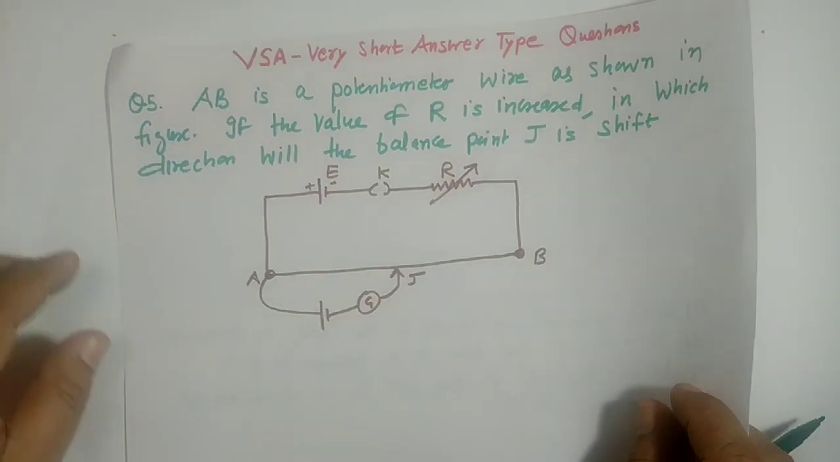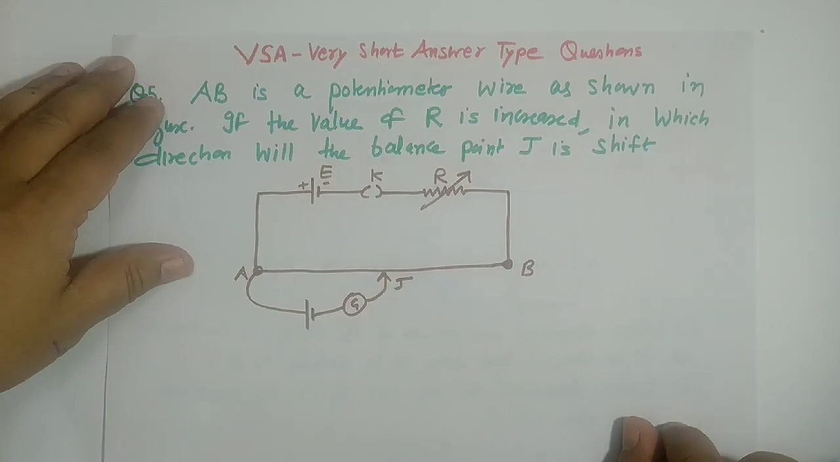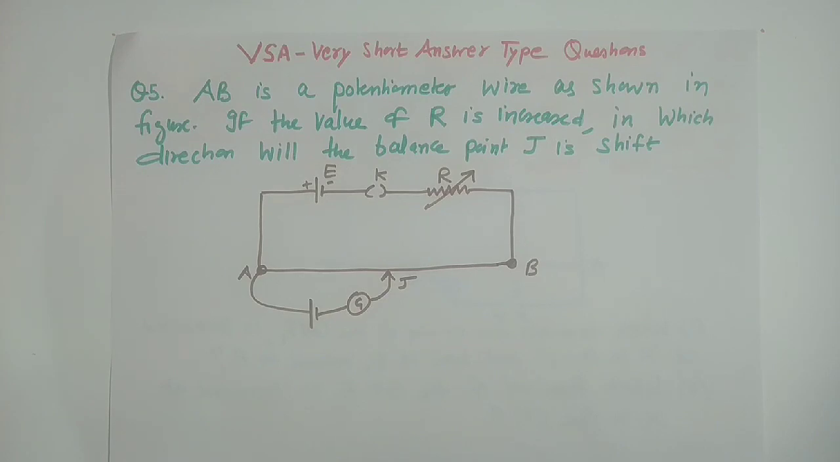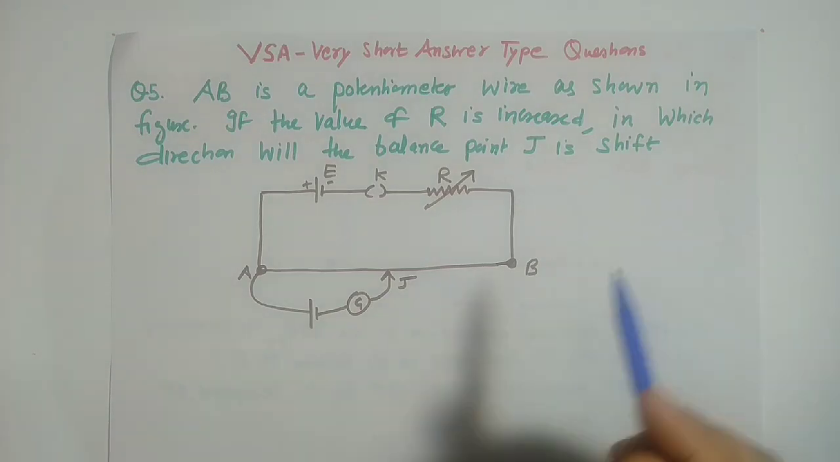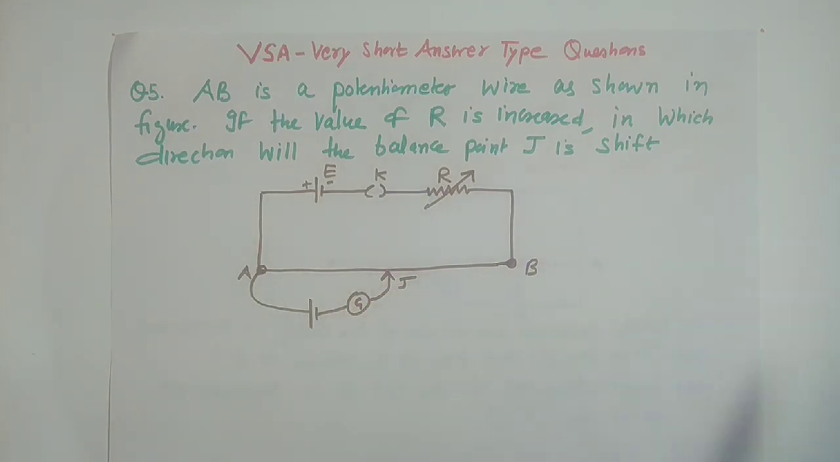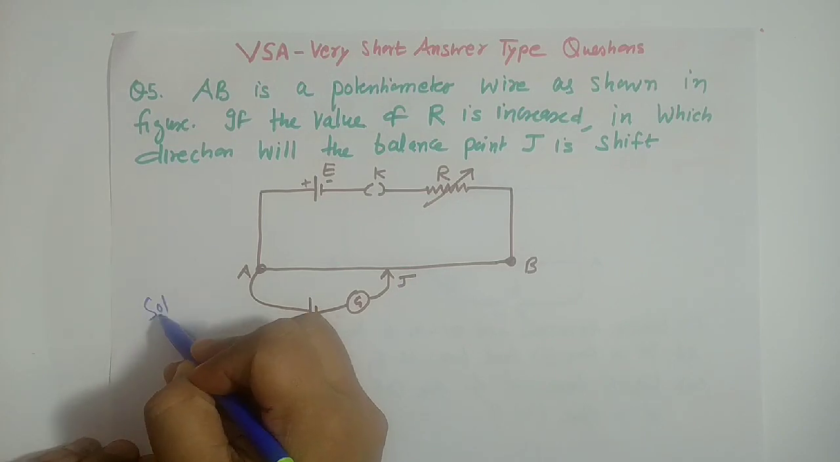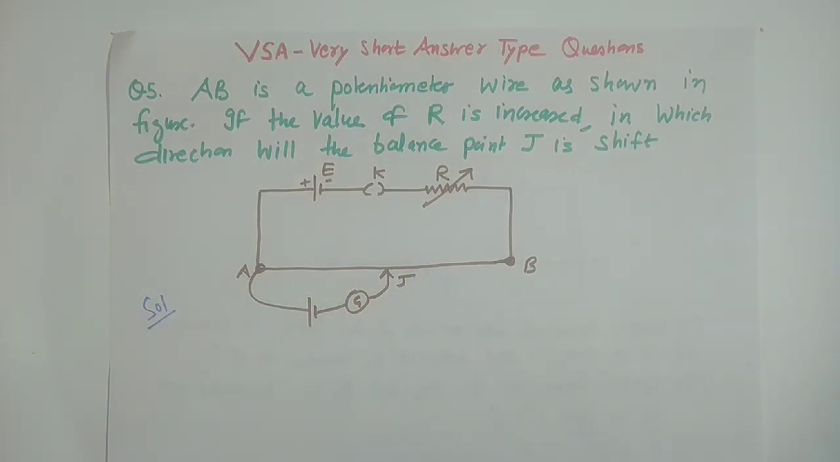Now question number 5 is a very short answer question. It's a theoretical one. AB is a potentiometer wire as shown in the figure. If the value of R is increased, in which direction will the balance point shift? Let us see what happens if R is increased. Tell me, when R is increased, what will happen in this case?